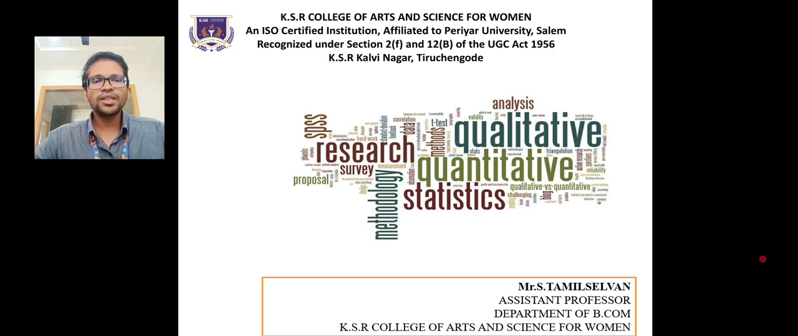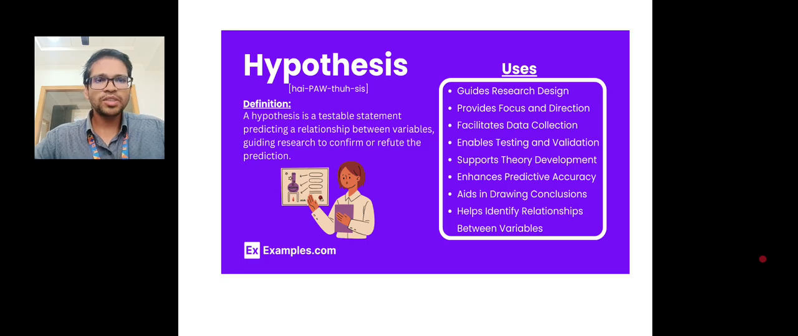Today we discuss the subject research methodology. In research methodology, what is meant by hypothesis? It is defined as a testable statement predicting a relationship between variables, guiding research to confirm or refute the predictions. Here it guides research design, provides focus and attention, facilitates data collection, enables testing and validation, supports theory development, enhances predictive accuracy, aids in drawing conclusions, and helps identify relationships between the variables. These are the things we have to use in the hypothesis.